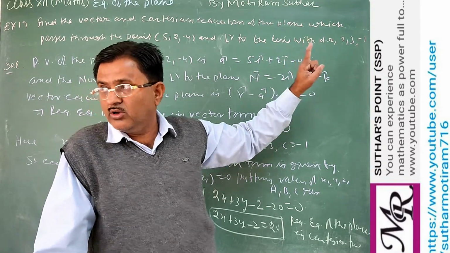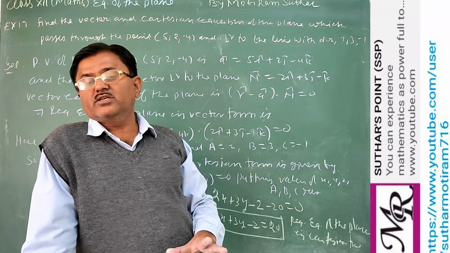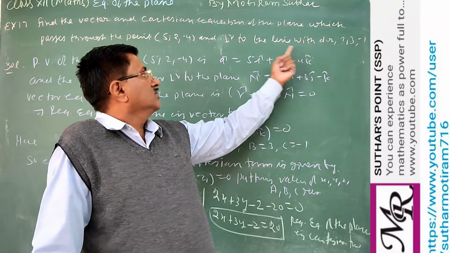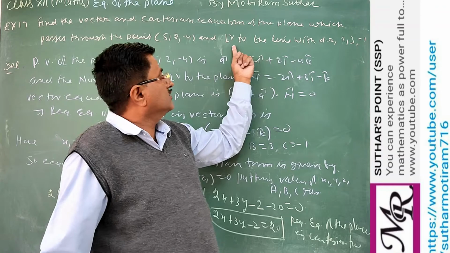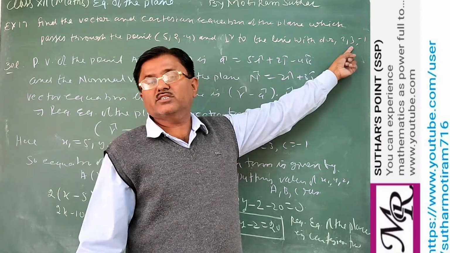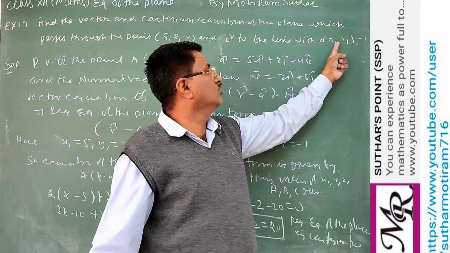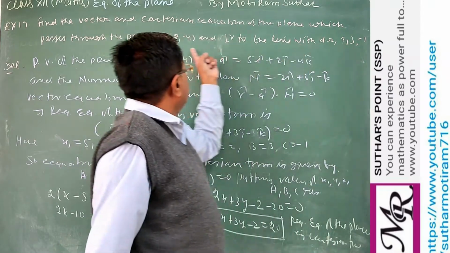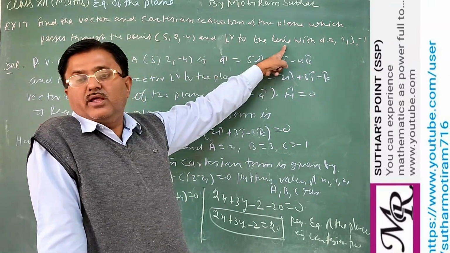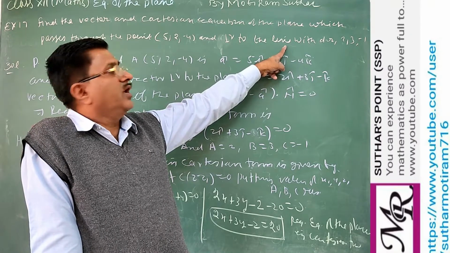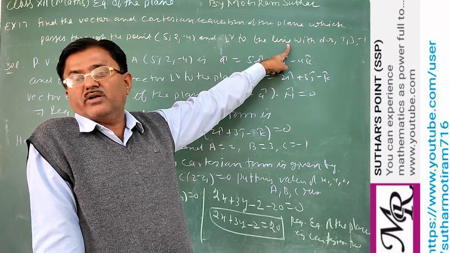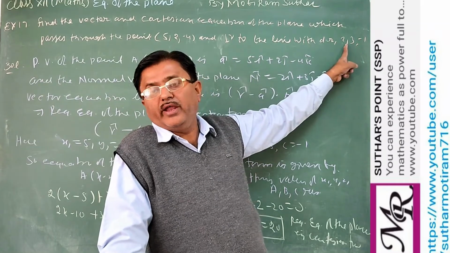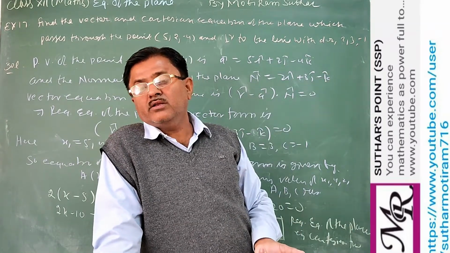Similarly, if we are given the direction ratio or direction cosine, then it is very important to know how to write the corresponding vector. Suppose we are given a plane perpendicular to a line. We are given the direction ratio of the line, that is 2, 3, minus 1. This plane is perpendicular to the line, which means our normal vector n has the direction ratio of the line. So the direction ratio of n is given, then how to find n?